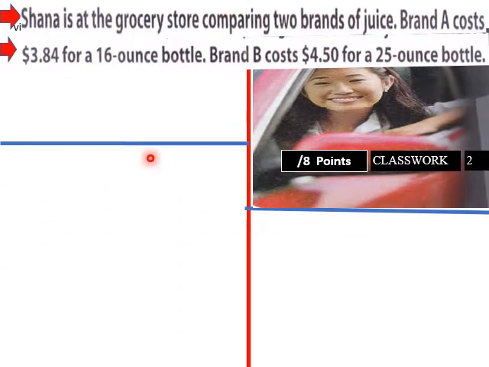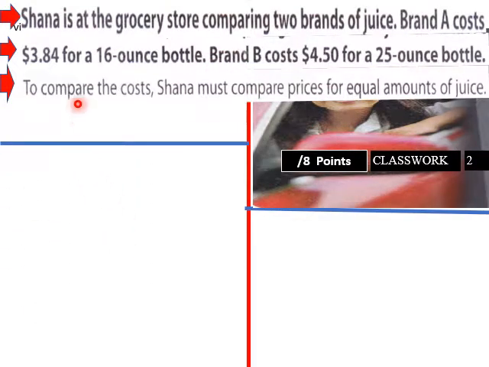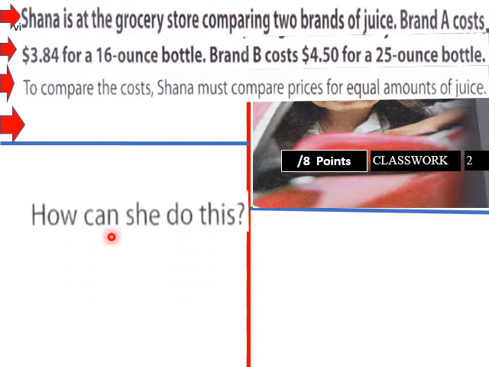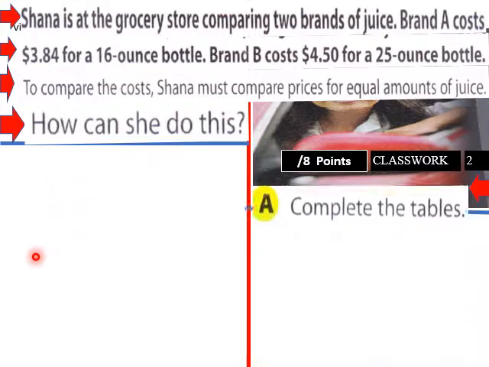Okay, so Shauna is at the grocery store comparing 2 brands of juice. Brand A costs $3.84 for a 16-ounce bottle. Brand B costs $4.50 for a 25-ounce bottle. To compare costs, Shauna must compare prices for equal amounts of juice. How can she do this?